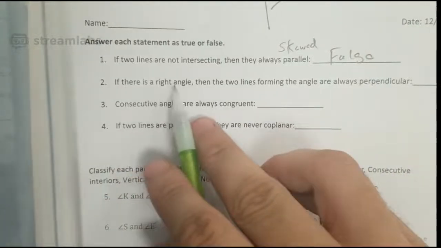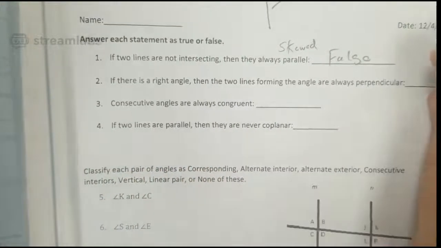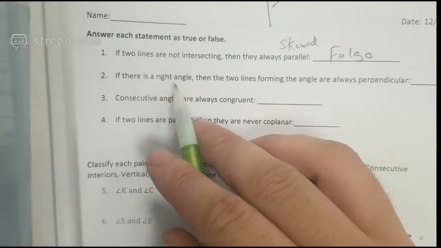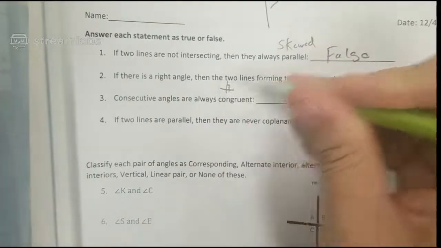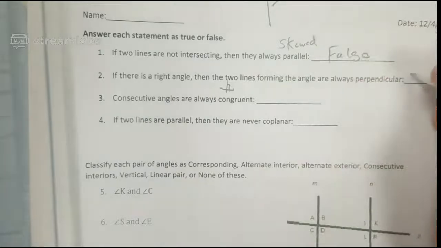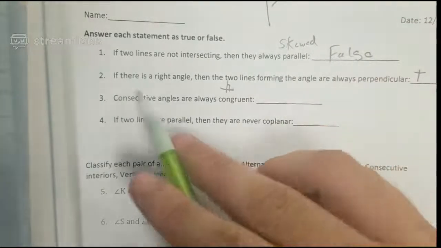All right. If there is a right angle, then the two lines forming the angle are always perpendicular. If it's a right angle, then the two lines forming the angle are perpendicular. So if it's a right angle here, it has to be perpendicular. That's the definition, so that's true.